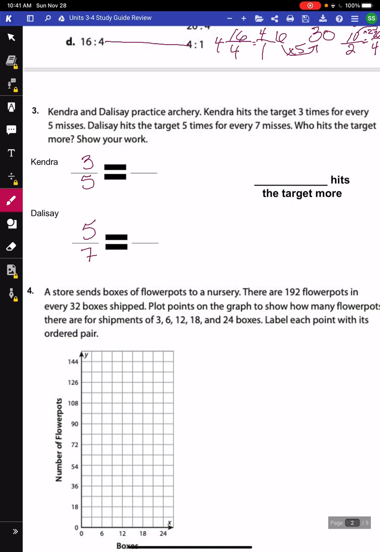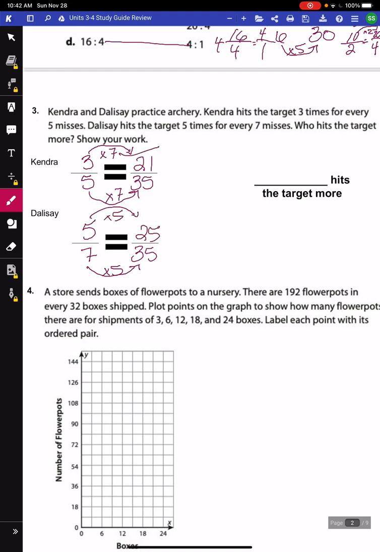All right, well, 5 and 7 don't really have a common denominator there, but if we multiplied them, we can make a common denominator. So what do I do to 5 to get 35? Multiply by 7. What do I do to the bottom? Got to do to the top. 3 times 7 is 21. What do I do to 7 to get 35? Multiply by 5. What do I do to the bottom? Got to do it to the top. 5 times 5 is 25.